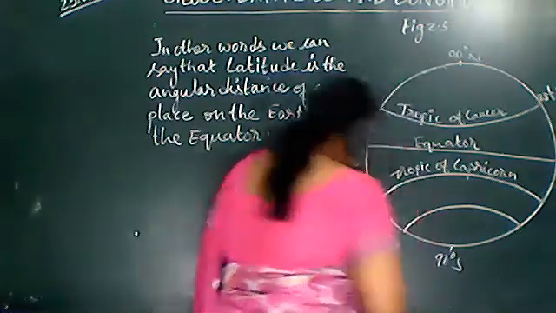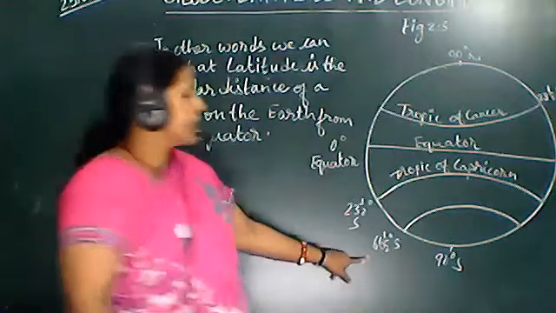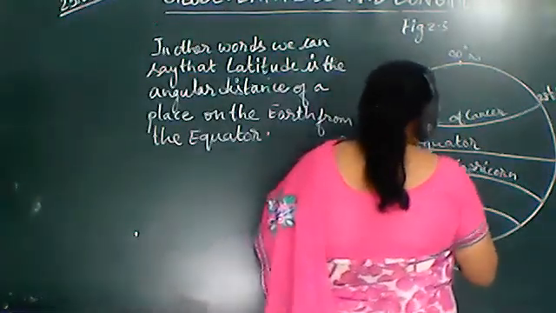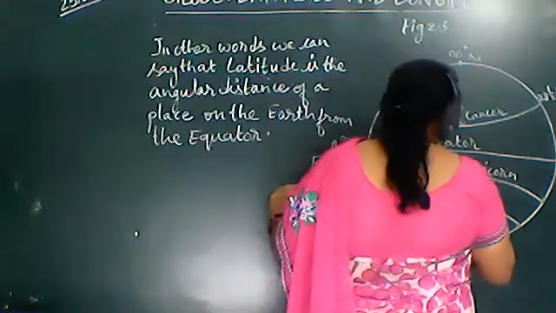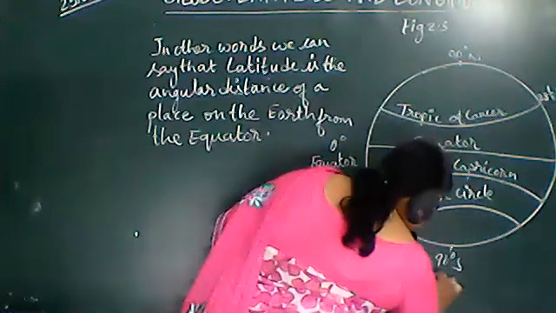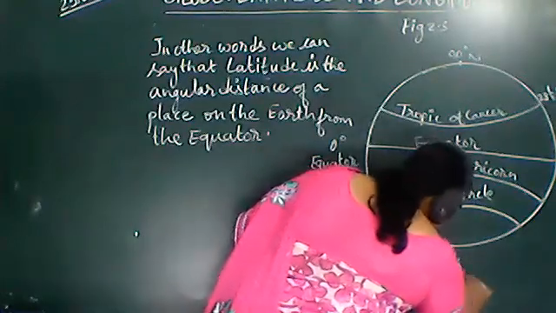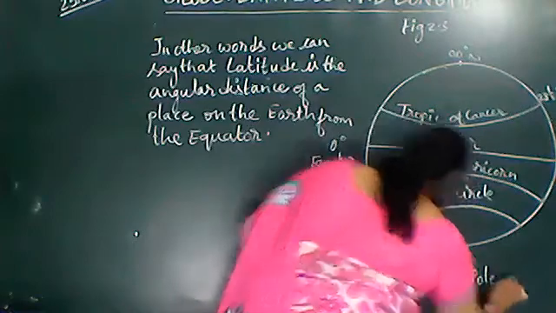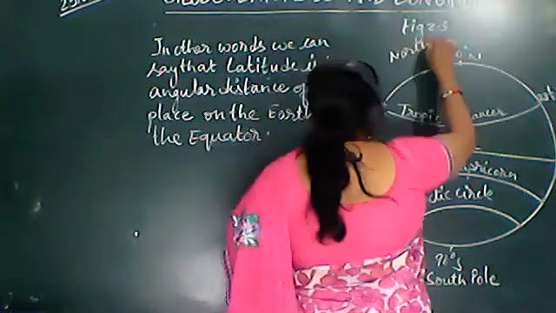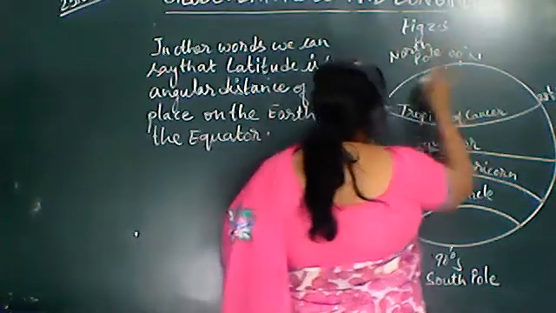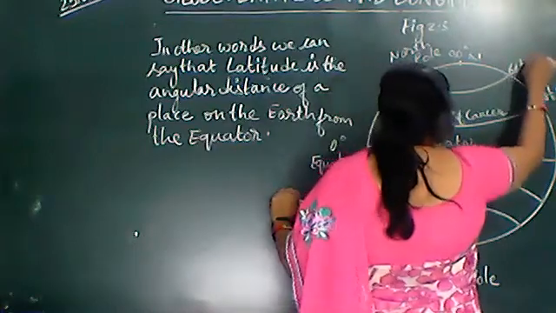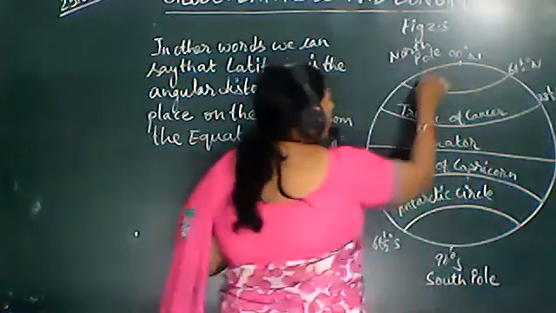This is 66.5 degrees south. And what is this? This is an important latitude, also known as the Antarctic Circle. 90 degree south is the South Pole. 90 degree north is the North Pole. And again we see that 66.5 degree north is the Arctic Circle.